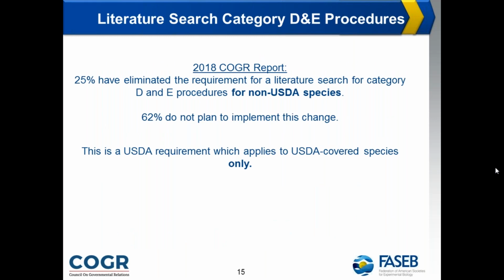Thanks for your comment. So the next slide shows literature search category for D&E procedures, and it's those procedures with potential for pain and distress. The results of the survey indicated that 25% of the institutions have eliminated the requirement for a literature search for category D&E, i.e. potential for pain and distress, for non-USDA species. This is a USDA requirement. 62% of the institutions don't plan to implement this change at all. So that's interesting because it is a USDA specific requirement.